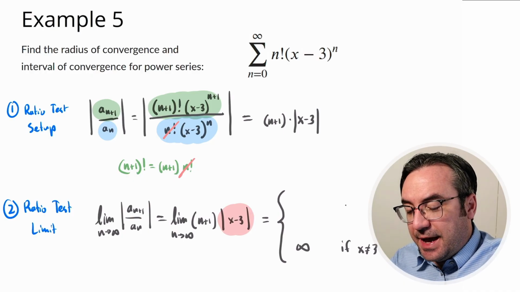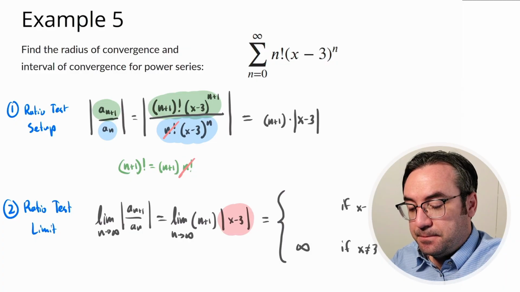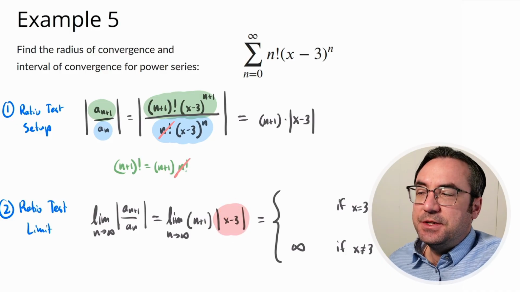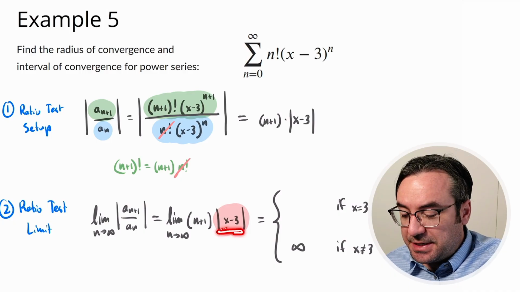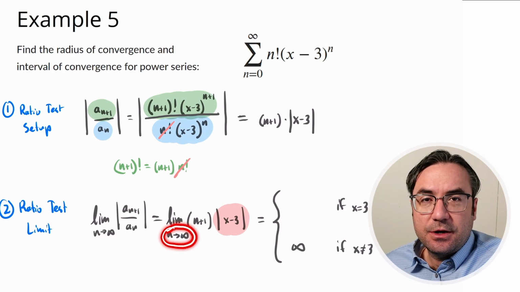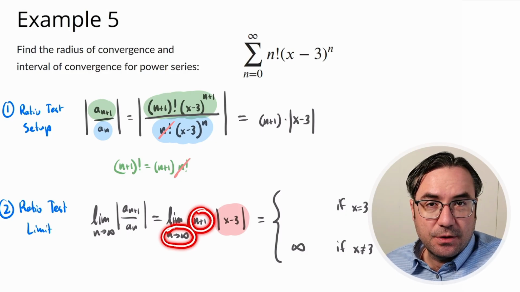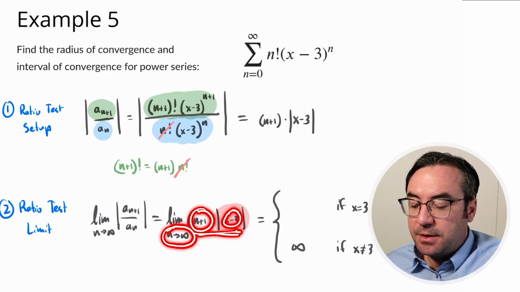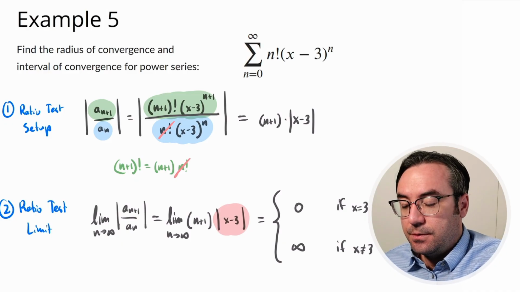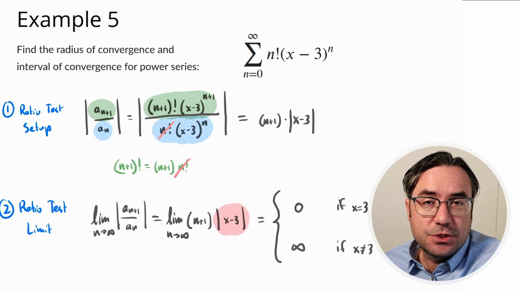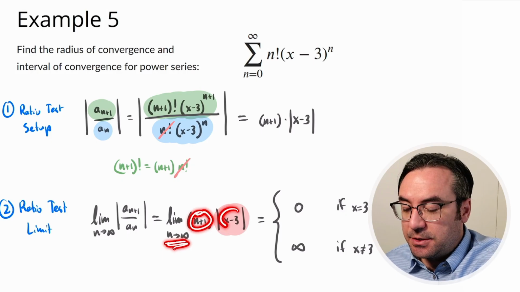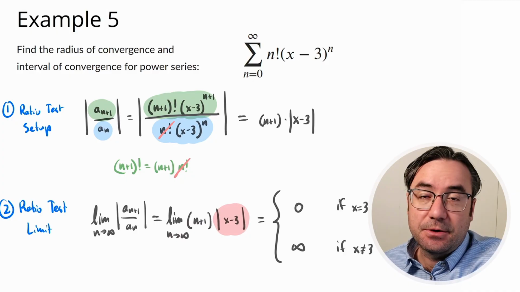Now, what happens if x is equal to 3? Well, then this x minus 3 term is going to be identically 0, so it's going to be exactly equal to 0. n is getting larger and larger, so n plus 1 is getting larger and larger. But each time, we're multiplying by exactly 0. So the result will just be 0. The limit will just be 0, because no matter how large n gets, when you multiply a number with something that's exactly 0, you get 0.